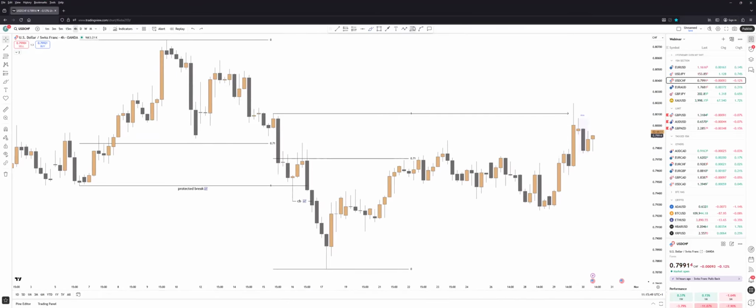So shorting after the sweep of this little internal high point will not be the best scenario to use. Therefore, what I will do is pull out a range right here from low to high point, and there will be a 71 level located there. This is still a valid range because it broke this previous internal high point.